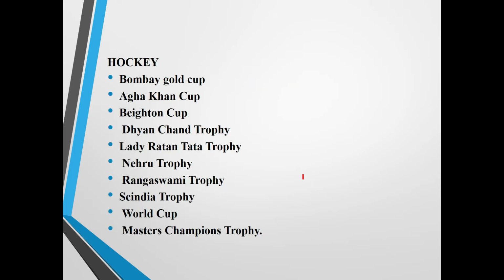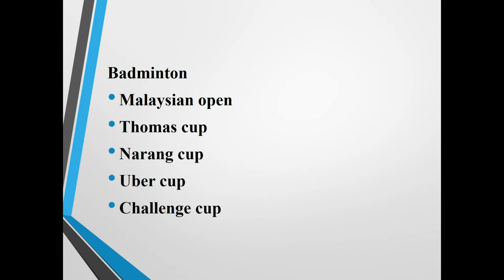So we can say some of the games and its important trophies. First one is hockey, and the important trophies related to hockey are Bombay Gold Cup, Aga Khan Cup, Beighton Cup, Dhyan Chand Trophy, Lady Ratan Tata Trophy, Nehru Trophy, Rangaswamy Trophy, Scindia Trophy, World Cup, Masters Champions Trophy. Next, badminton. The trophies related to badminton are Malaysian Open, Thomas Cup, Narang Cup, Uber Cup, Challenge Cup.